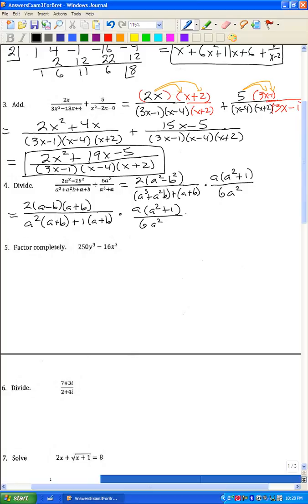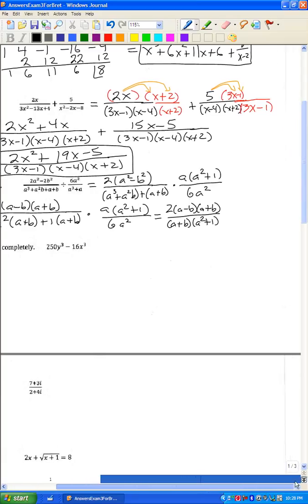And so finally, I get 2 times a minus b, a plus b, over a plus b is in common. What remains is a squared plus 1 times a squared plus 1 over 6a squared. So let's do some canceling.